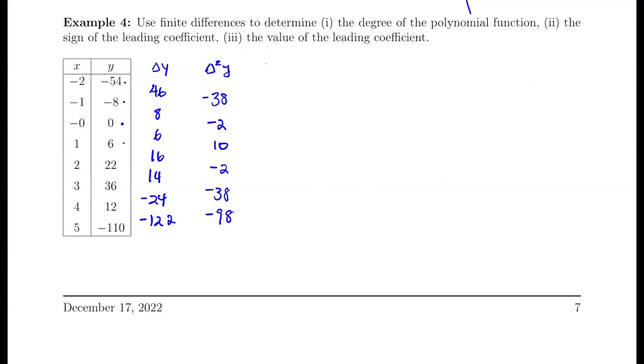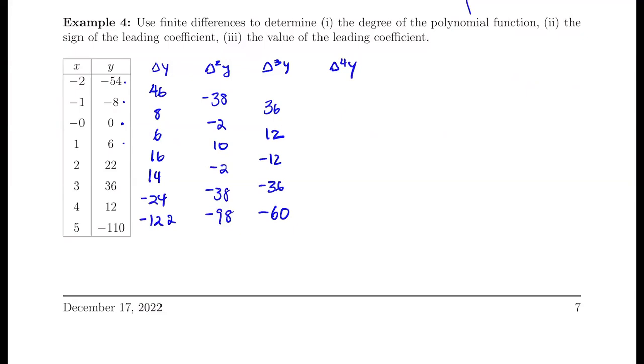So now we check the third difference. And you would just keep on going until you find a column that is constant. So now we do -2 subtract -38, which will give you 36. 10 minus -2, which is 12. And then -2 minus 10, which is -12. And then we have -36, and then -60. Okay, so third differences are not constant here.